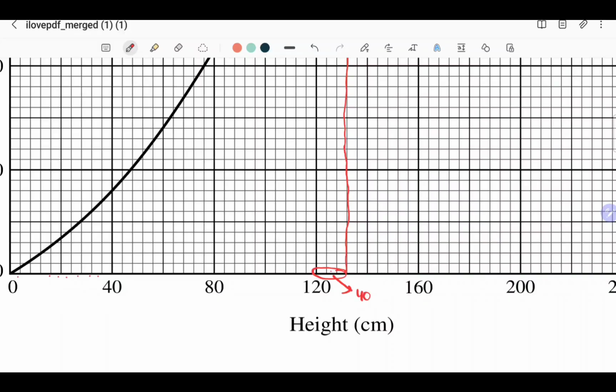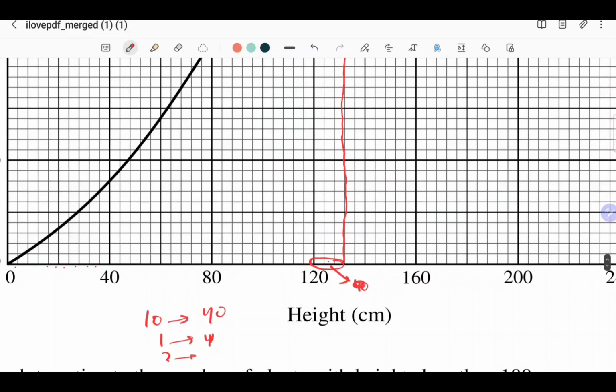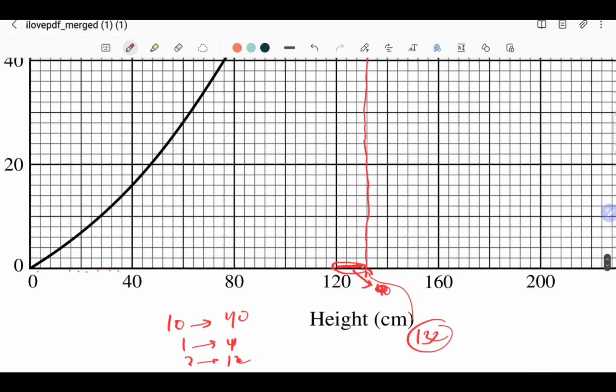But we can say 10 gaps. These 10 gaps give us a value of 40. So one gap will give us 4. So here we have 3 gaps, so the value will be 12. This much gap will be 12, and this is 120. So this point should be, according to me, 120 plus 12, 132 here. Right here I should get 132.